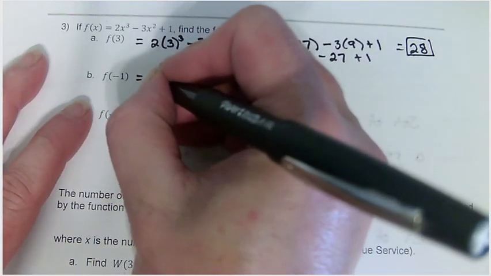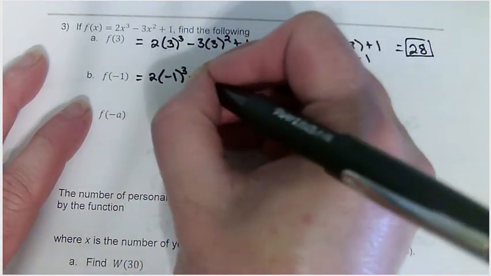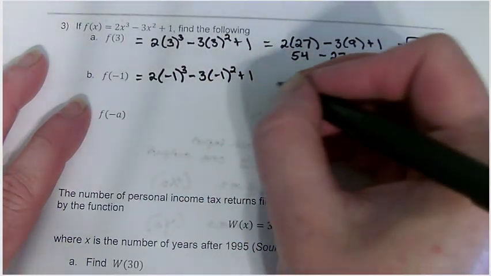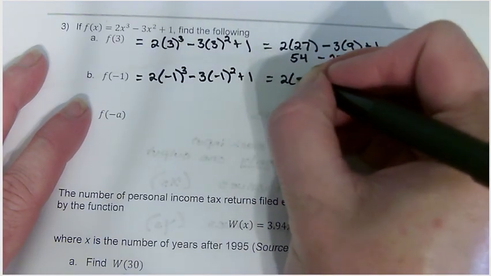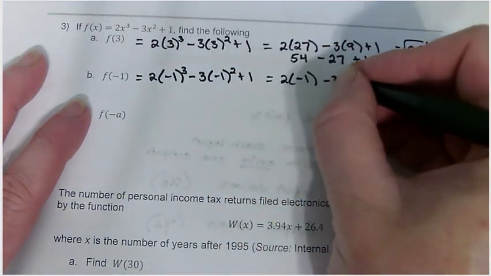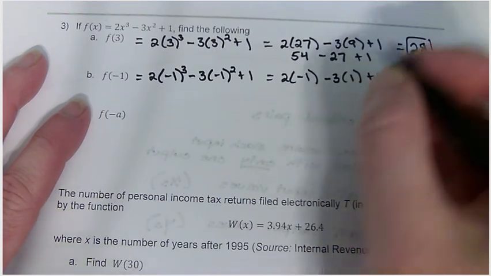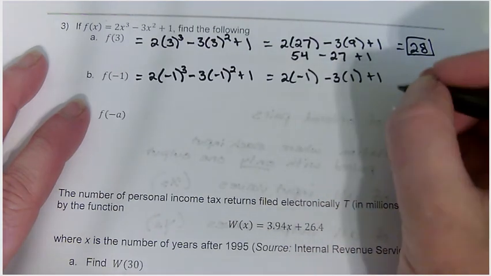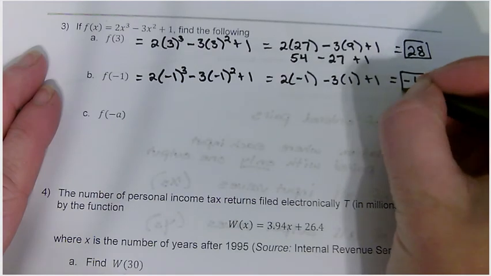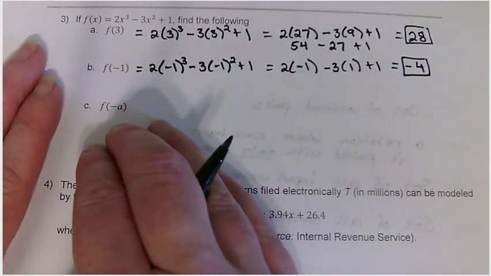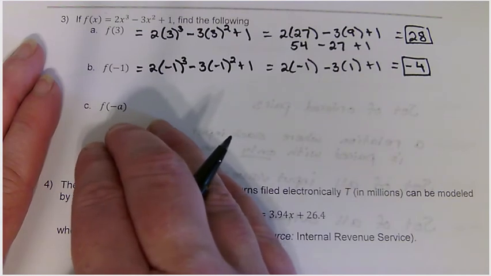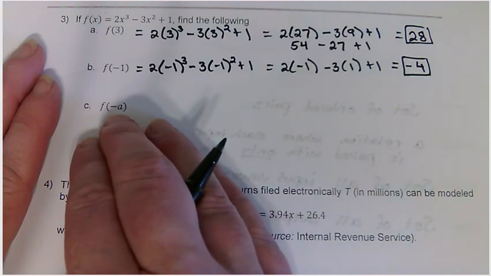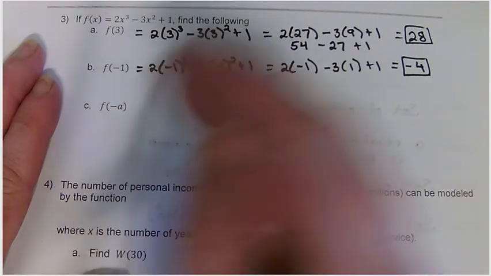F of -1. -1 cubed is still going to be -1. -1 squared, though, is going to become a +1. So I've got -2, a -3, that's up to -5, plus 1, that's a -4. Now notice the difference here. This is saying not replace x with a specific x value, but replace it with this expression of -a.